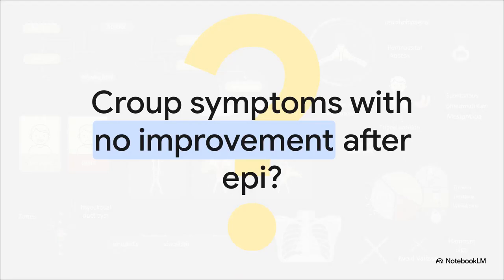Let's test this logic with a high-yield clinical scenario. Imagine you've got a patient presenting with croup-like symptoms, a barking cough, and a fever. Naturally, you suspect croup, and you give them racemic epinephrine. But they show absolutely zero improvement. And worse, they look highly toxic. What's your next move? You've got to pivot your differential immediately.